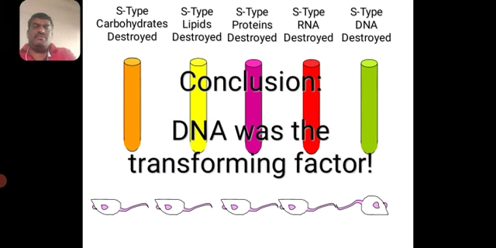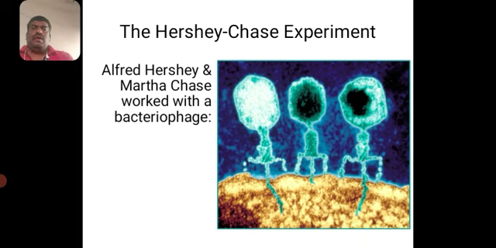After the last step, it was concluded that DNA was the transforming factor, and it was confirmed by the experiment of Hershey and Chase. Hershey and Chase worked on T4 bacteriophages. Bacteriophages are viruses which cause infection in bacteria. The host for these bacteriophages is E. coli. The genetic material of these viruses is DNA.